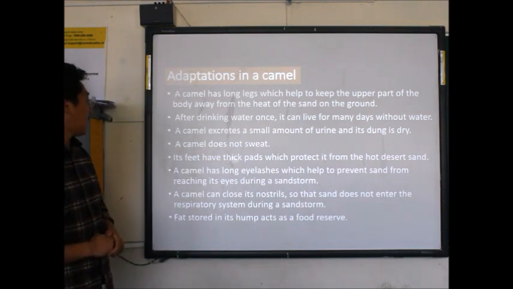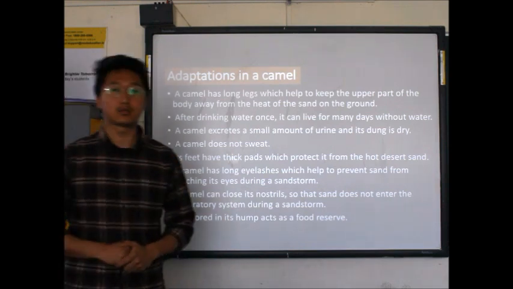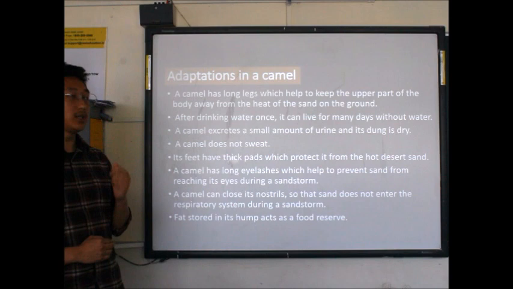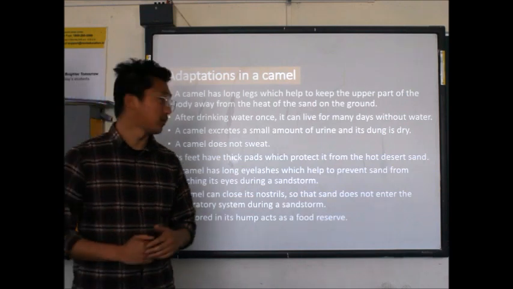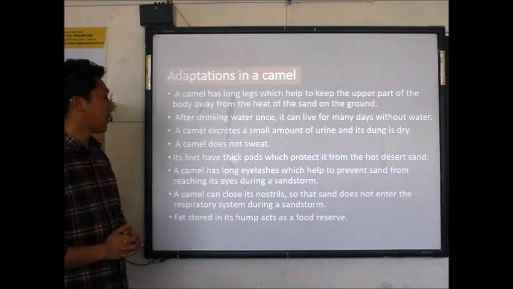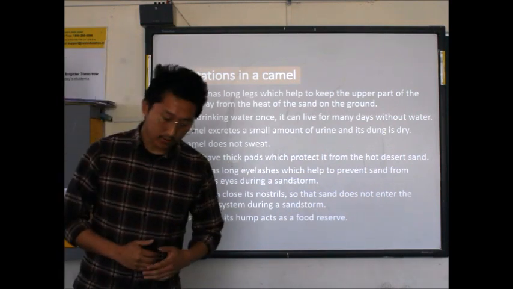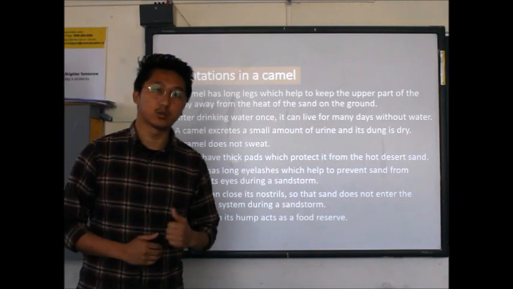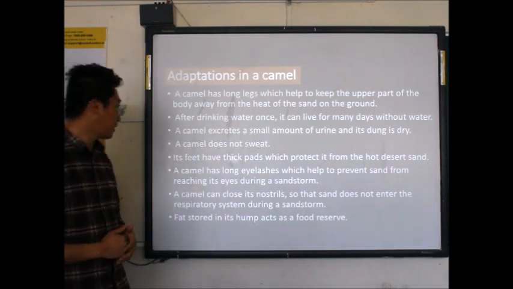Next, a camel has long eyelashes which help to prevent sand from reaching its eyes during a sandstorm. The next adaptation is that a camel can close its nostrils so that sand does not enter the respiratory system during a sandstorm. In the desert, sandstorms are frequent, so during a sandstorm the camel can close its nostrils so that sand does not get inside its respiratory system.